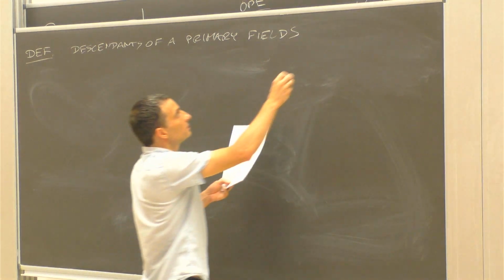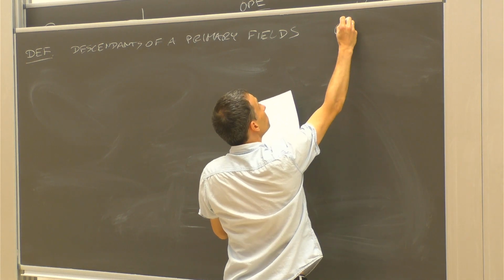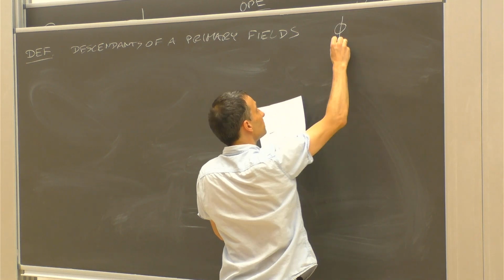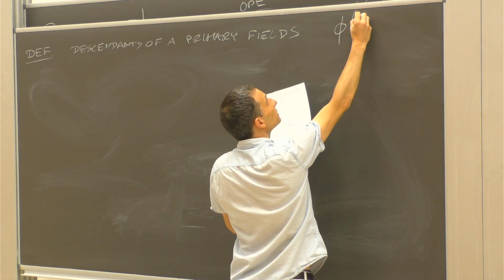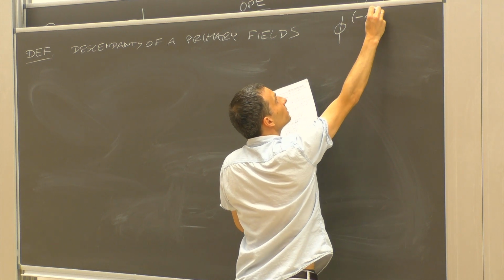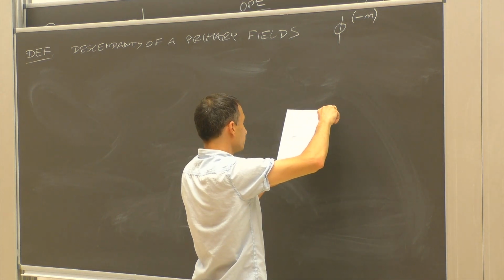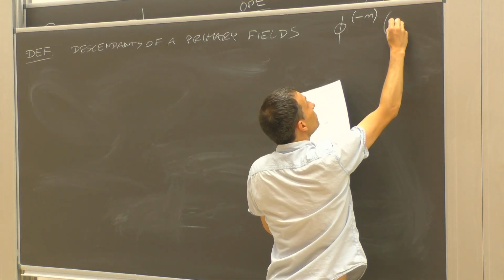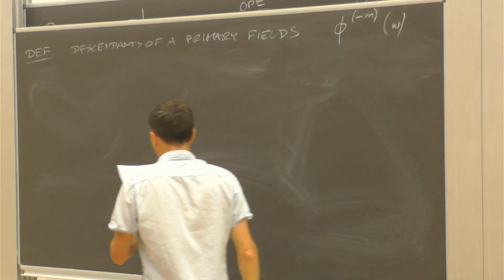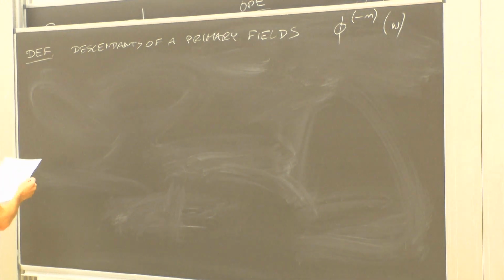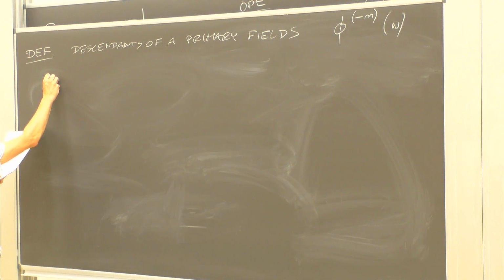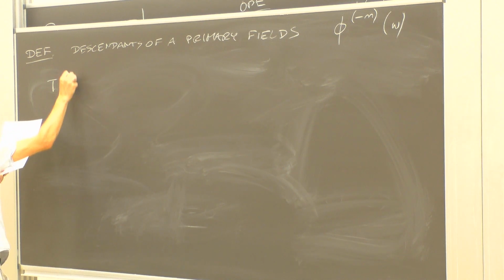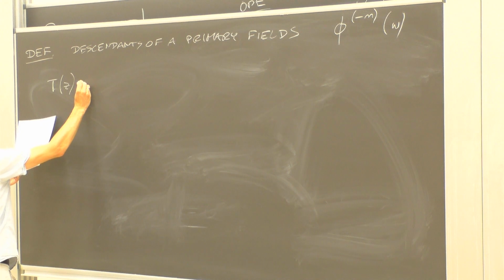I will denote it in the following way. If the primary field is denoted by phi, then I will add the following superscript minus n, where in general this n can be a vector. And I simply define them as coefficients in the OPE with the energy momentum tensor.